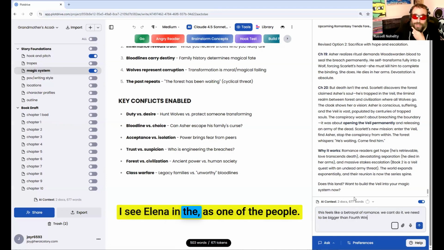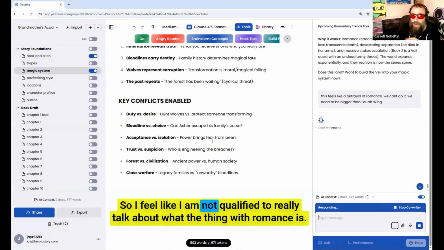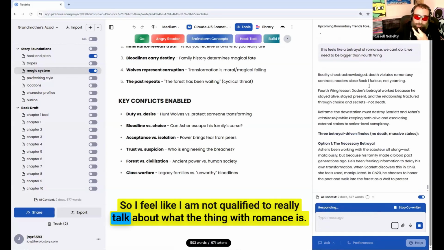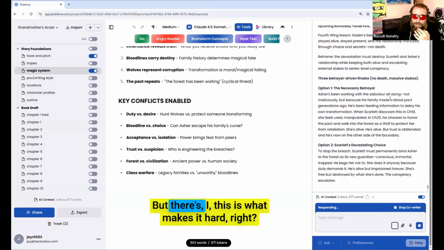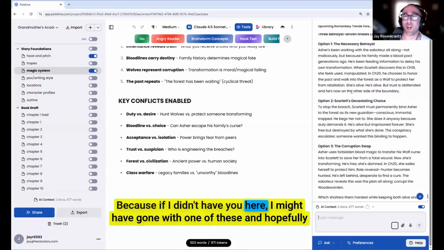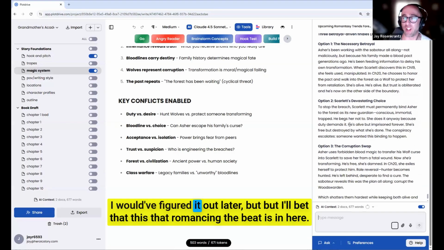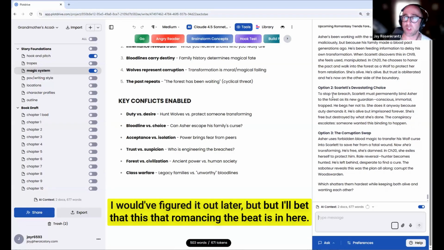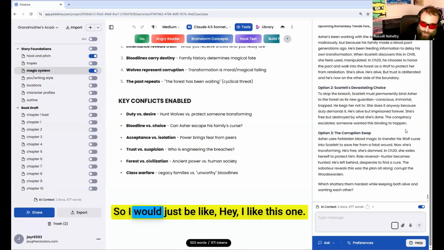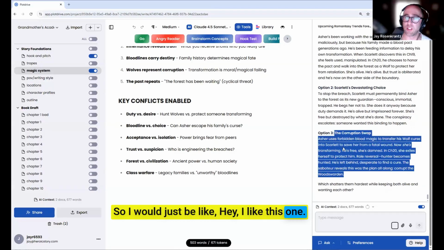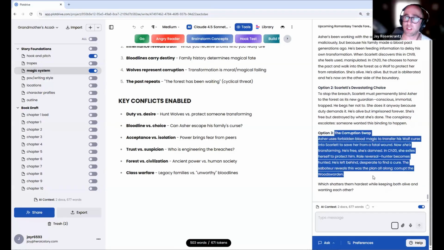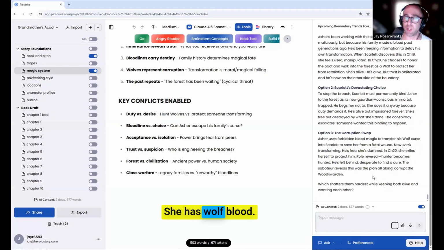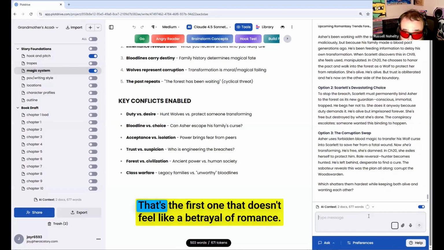I see Elena as one of the people, so I feel like I'm not qualified to really talk about what the thing with romance is. But I mean, this is what makes it hard, right? Because if I didn't have you here, I might have gone with one of these, and hopefully I would have figured it out later. But I'll bet that Romancing the Beat is in here. She becomes the wolf. She has wolf blood. She's still alive. That's the first one that doesn't feel like a betrayal of romance.